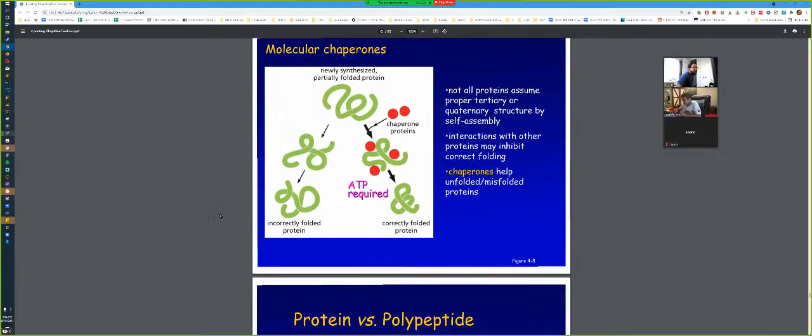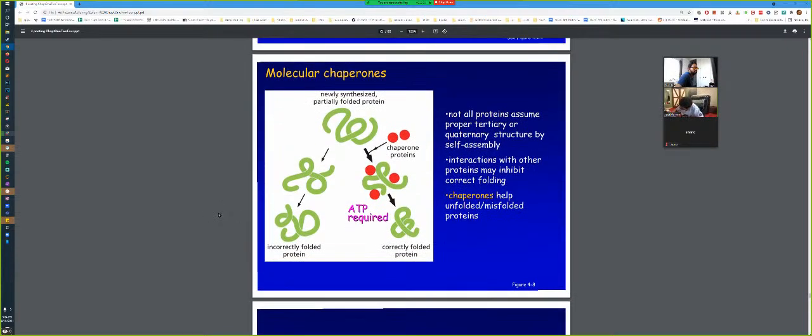So you sometimes use chaperone proteins if it can't fold correctly by itself, and they help them fold if they can't fold themselves. Okay, cool.